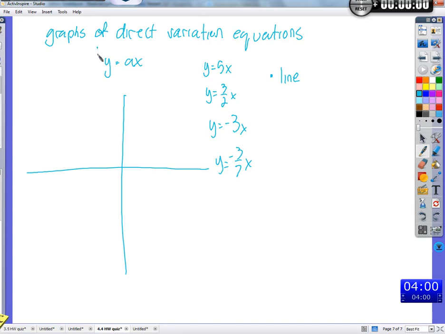If this is the way a direct variation equation looks, then there is no B, or it's not really not a B. B is equal to what? The y-intercept. B is the y-intercept, and in this case where we have y equals just A times x and nothing else, what's B in these equations? What number is it equal to? 0. It's there, it's just worth 0. Okay, so the graph of any direct variation equation will go through the origin.